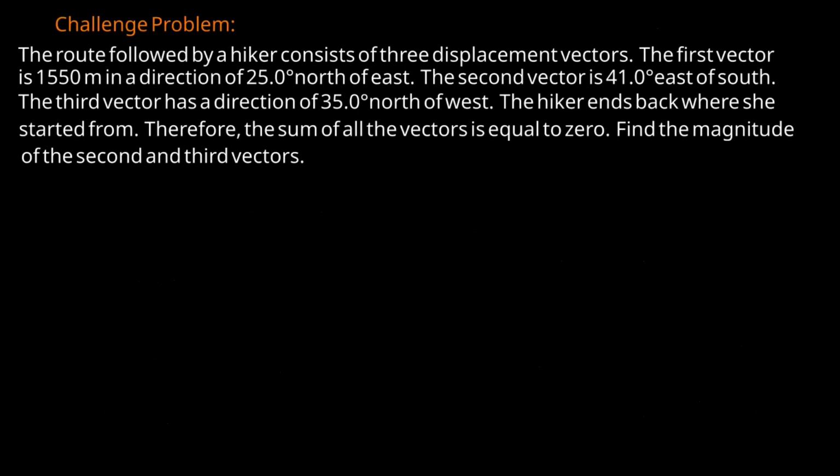Okay, if you like a challenging problem, here's one. It has two unknowns in it. I have a route followed by a hiker consisting of 3 displacement vectors. The first vector is 1,550 meters in a direction 25 degrees north of east. The second vector is 41 degrees east of south. And the third vector has a direction of 35 degrees north of west. The hiker ends back where she started from. Therefore, the sum of all the vectors is equal to 0. Find the magnitude of the second and third vectors.